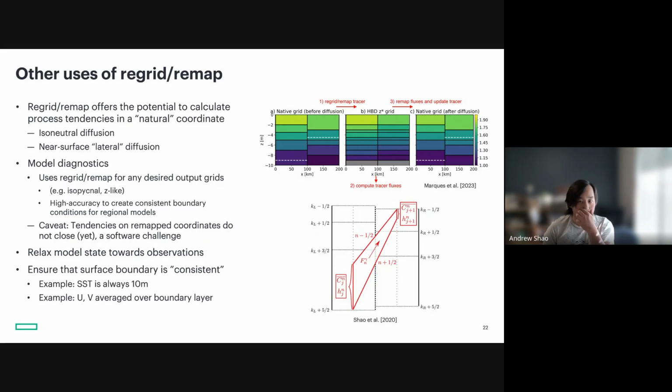Model diagnostics is actually probably the biggest place where we do this. MOM6 allows you to output diagnostics onto any diagnostic coordinate you want, and so the regrid remap technology is also used for that. There's a lot of caveats, especially if you're trying to close budgets in 3D. Keith and I and Steve Griffies and Alistair and Bob think we have the problem corralled, but it's coming down to kind of a software engineering problem in the state.